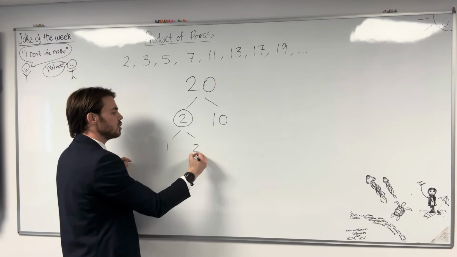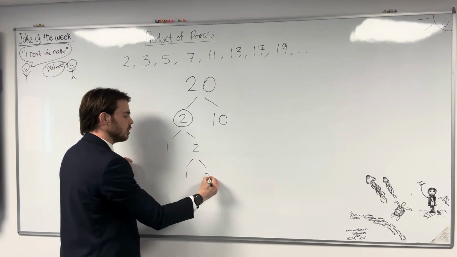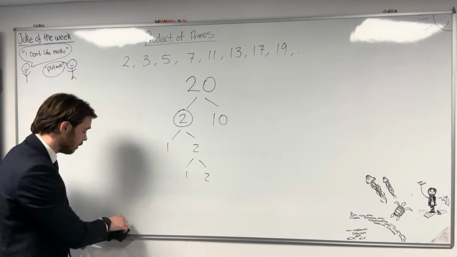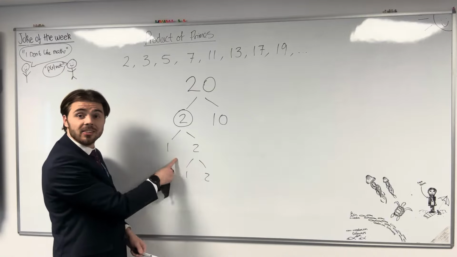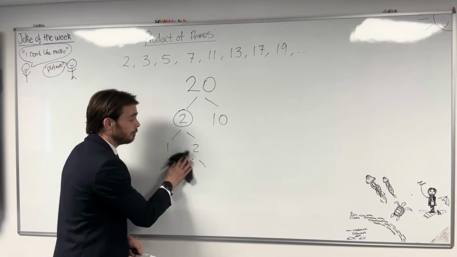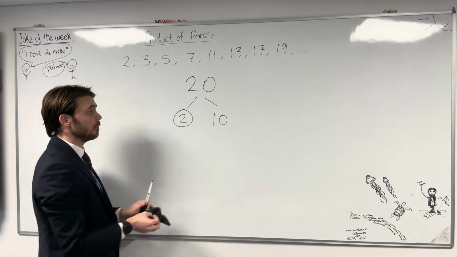You would have 1 and 2, and then 1 and 2, and then 1 and 2, and so on and so on. You don't want that. If you get this sort of pattern happening, you're not confident with your prime numbers.